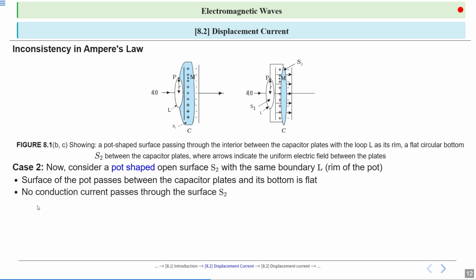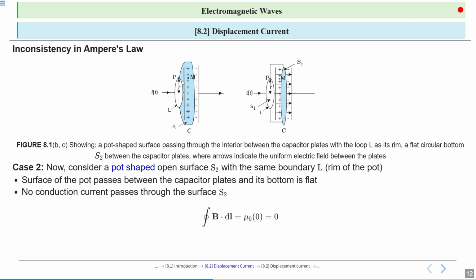No conduction current passes through the surface S2. Now you can see conduction current is entering this loop, but the surface enclosed by this loop is like a pot, and the current is terminating here at this positive plate. Beyond this positive plate, between the positive and negative plate, there is no conduction current. So current is not passing through that flat bottom surface. That means current is not passing through the area enclosed by that loop. So no conduction current passes through the surface S2.